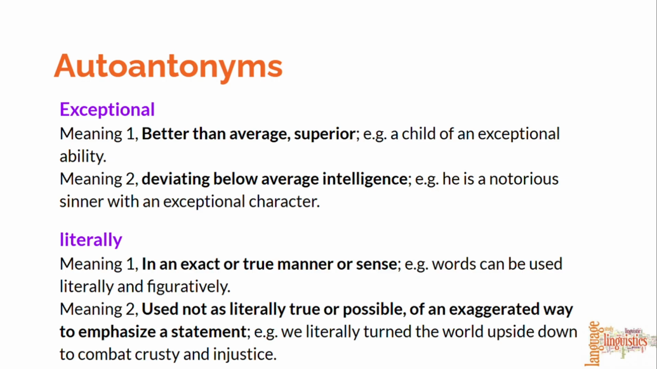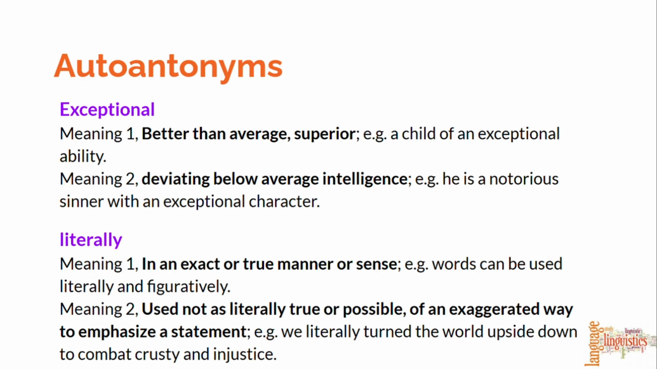Let's look at the word exceptional. Meaning one, it means something better than average, superior. For example, a child of exceptional ability. Meaning two, it is deviating below average intelligence. For example, he's a notorious sinner with an exceptional character. We can see that meaning one and meaning two are opposite to each other. So the word exceptional is autoantonyms.